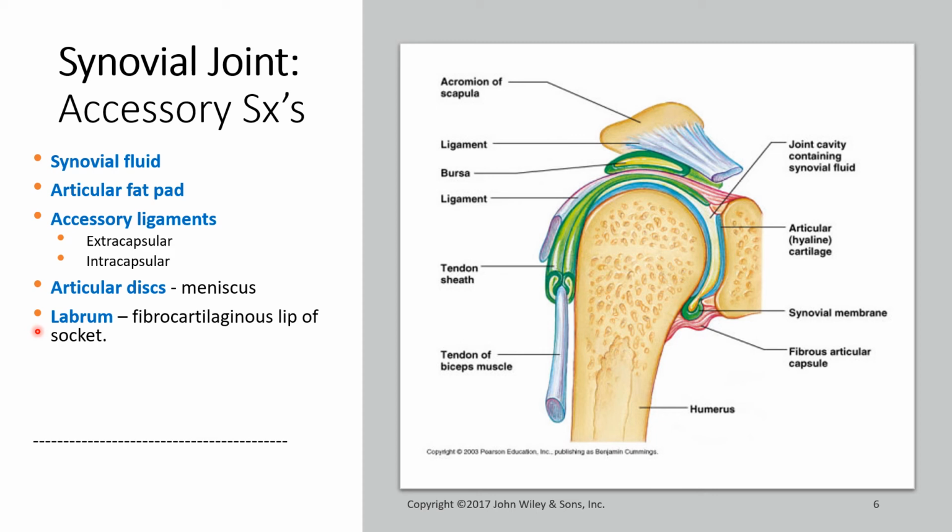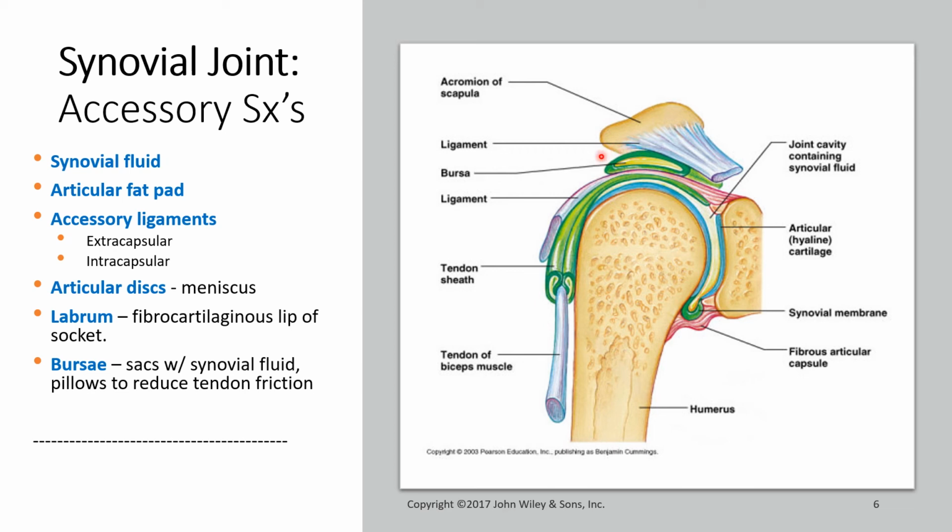Some joints have what's called a labrum, and a labrum is a fibrocartilaginous lip of the socket. So you're going to see one, especially at the shoulder joint here, the glenohumeral joint. You can see a labrum, which is a little piece of cartilage that's coming out and providing a little bit more support around the head here. And you can see a strong labrum down in the hip that's going to help to support the hip joint.